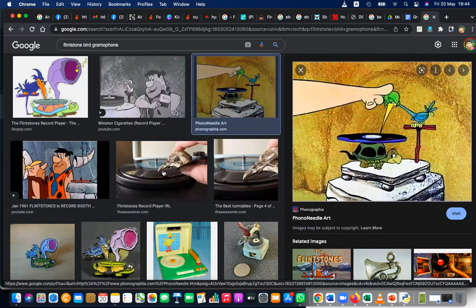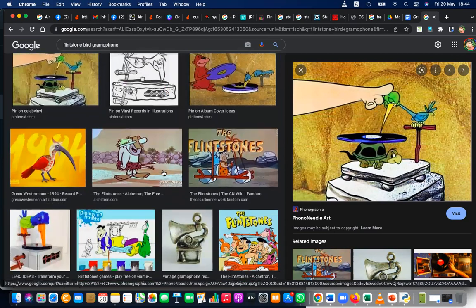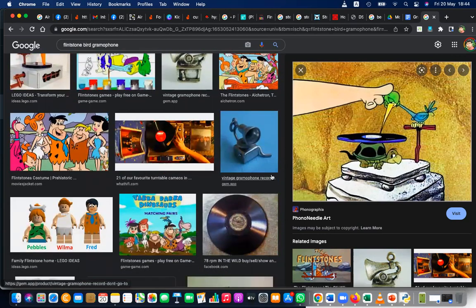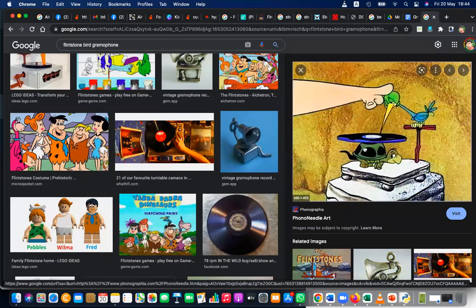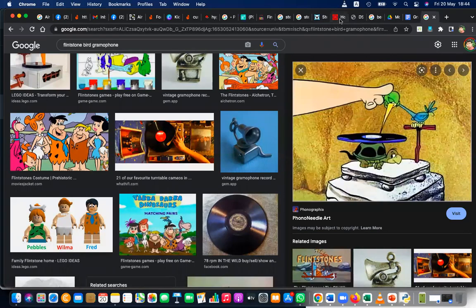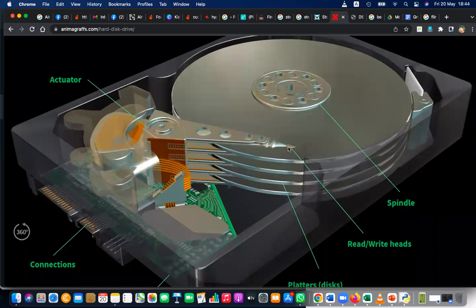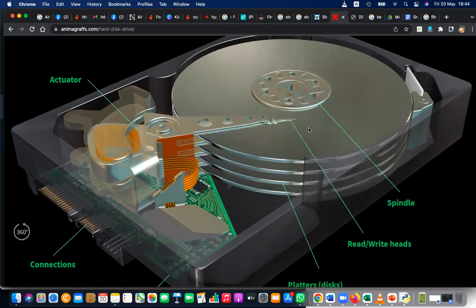This is the practical part, what is happening in the gramophone. In the gramophone also, there is a beak, that is the head. The head is moving back and forth, and the platter is rotating. Here also, you can see it's similar to the beak. It's moving back and forth, and this platter is rotating. By doing this, it's reading the entire disk.